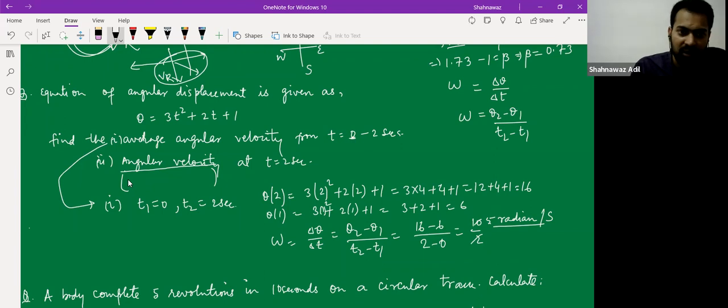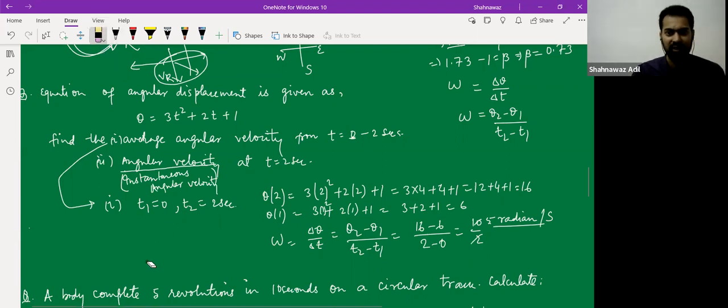They want us to calculate what? Instantaneous angular velocity. Right. So what is the instantaneous angular velocity? Heather, what is the instantaneous angular velocity if you can recall yesterday's class?